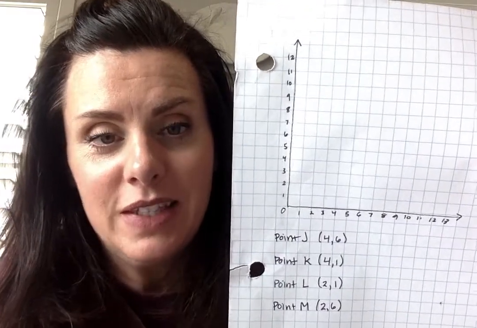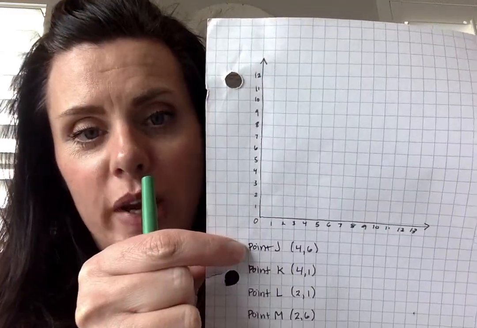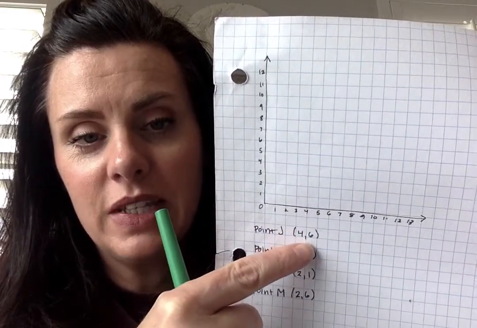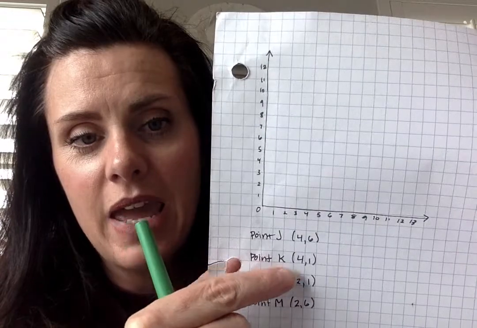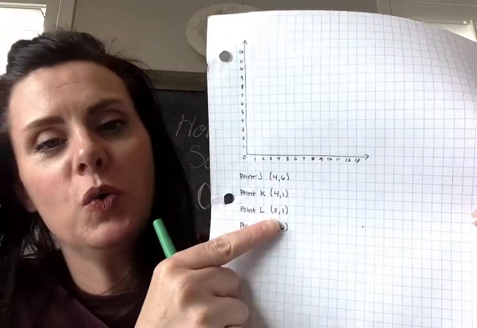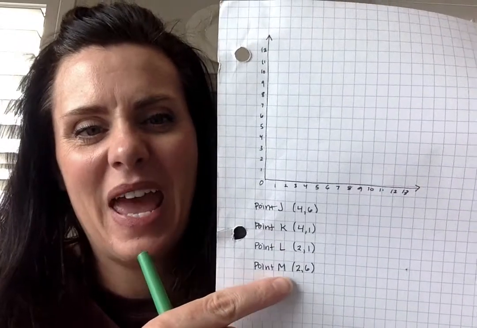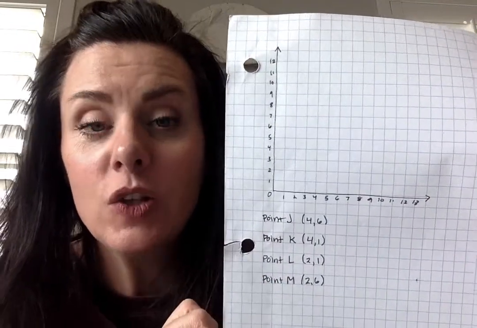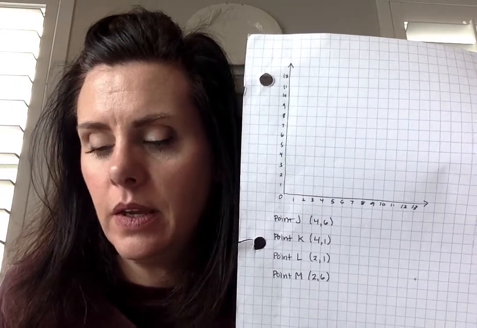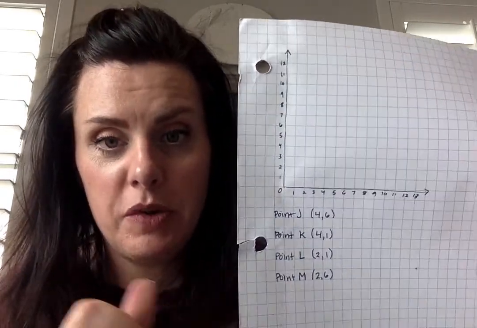This is just one section. I've got point J listed and the coordinates for that is 4, 6. Point K at 4, 1, point L at 2, 1, and point M at 2, 6. So let's go ahead and graph that. I'm going to do this one right now, but you guys are going to watch here.